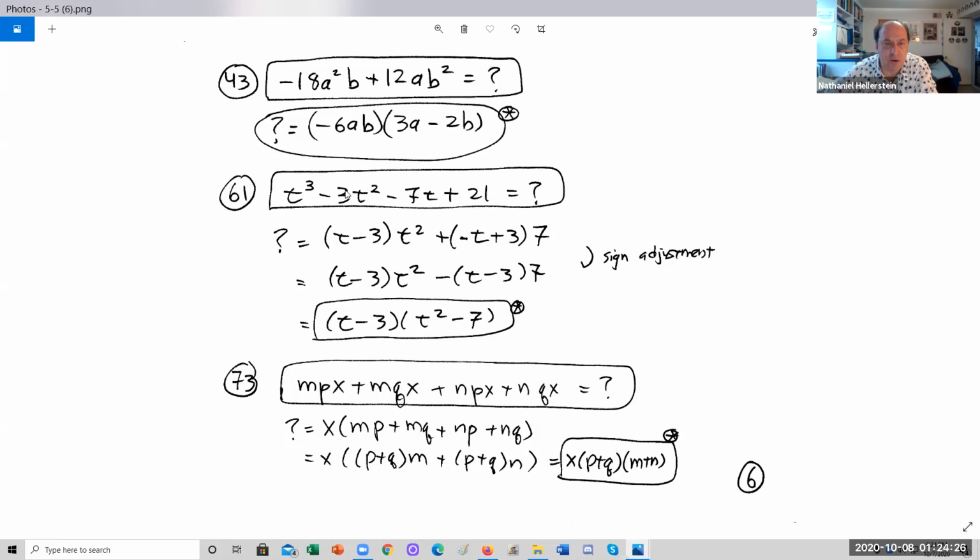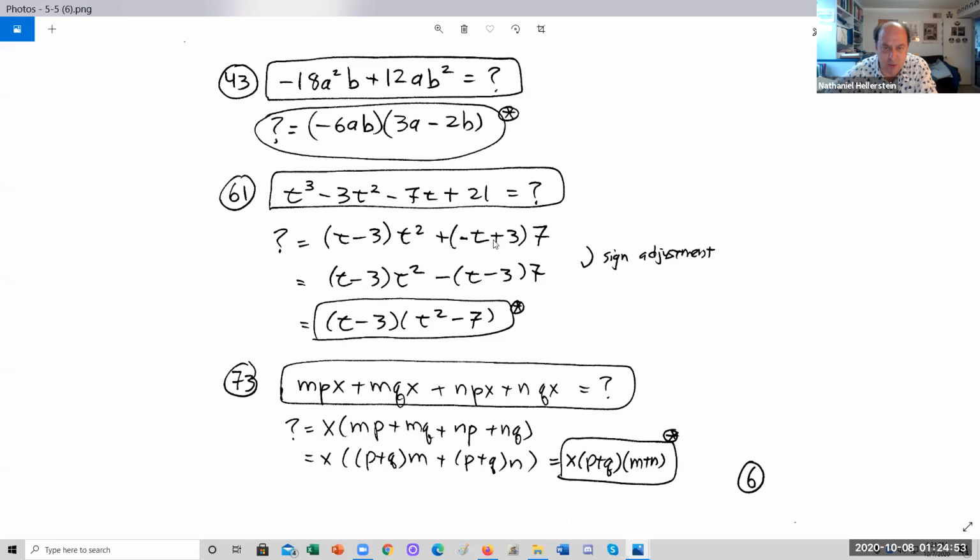Here we have t cubed minus 3t squared minus 7t plus 21. Can you factor it? Well, okay. These two terms, t cubed and 3t squared, have a common factor of t squared, which you pull out, leaving behind t minus 3. You have a minus 7t plus 21. These have a common factor of 7, leaving behind minus t plus 3.